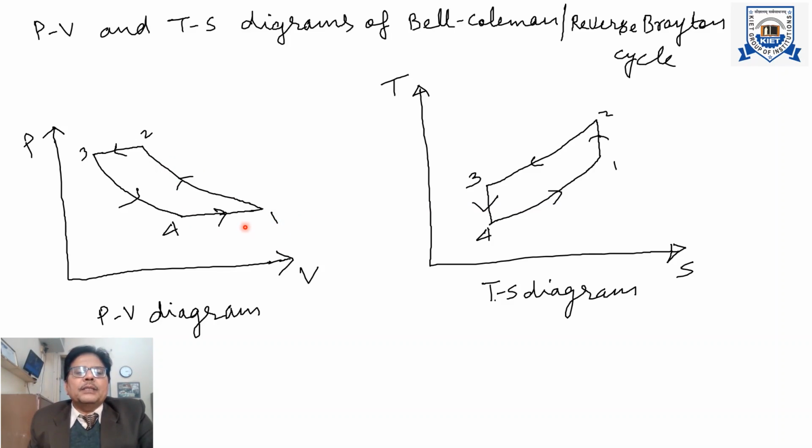So at 4 the temperature is lowest, then we send it to the refrigerated space, or to the refrigerator, where the substance which is kept there or the system is cooled, and during this process the heat is absorbed. Heat is absorbed at constant pressure, from 4 to 1, and during that process the pressure remains constant but the temperature of the air increases, then compression, cooling. So in this way the cycle continues.